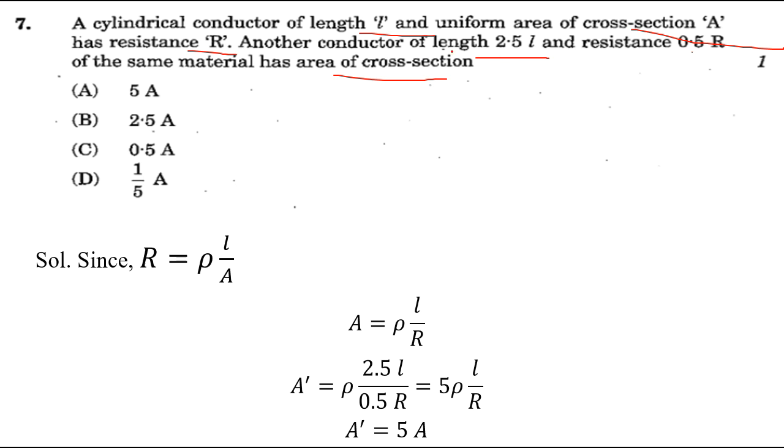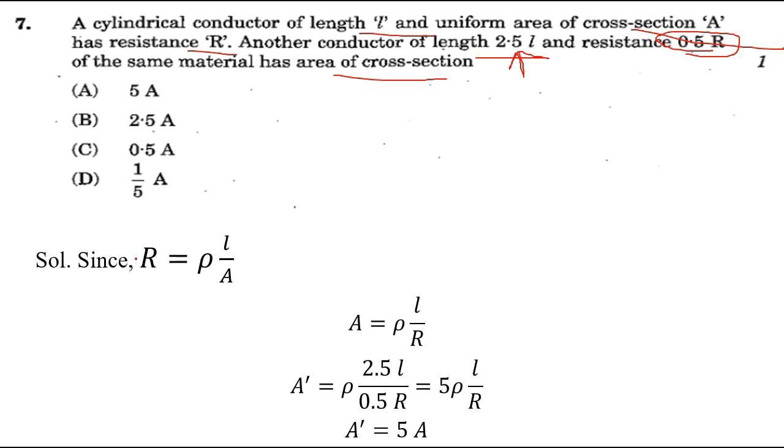See here what they have given. They have given that the length has been increased to 2.5 L, 2.5 times the original length L, and the resistance has been reduced to 0.5 R, half the resistance of the original conductor. So they are asking what will be the area of the new conductor.